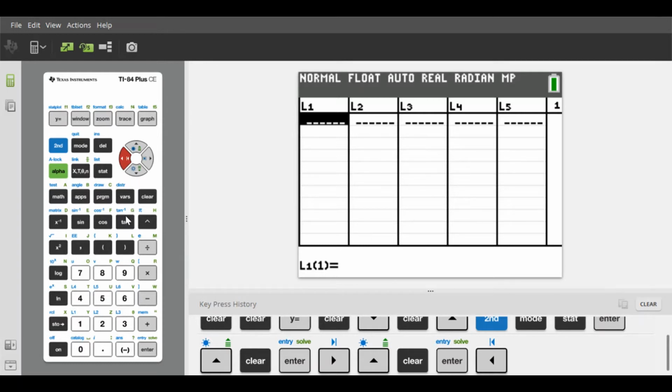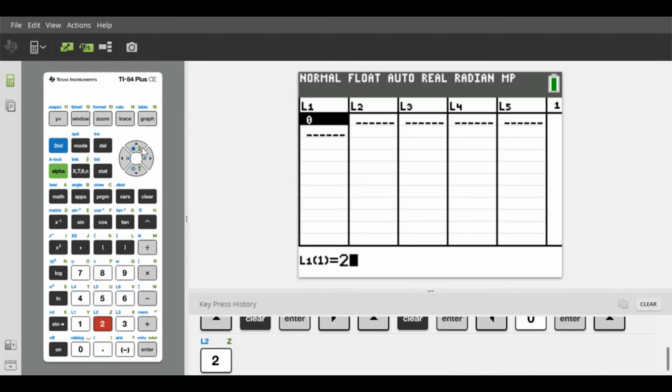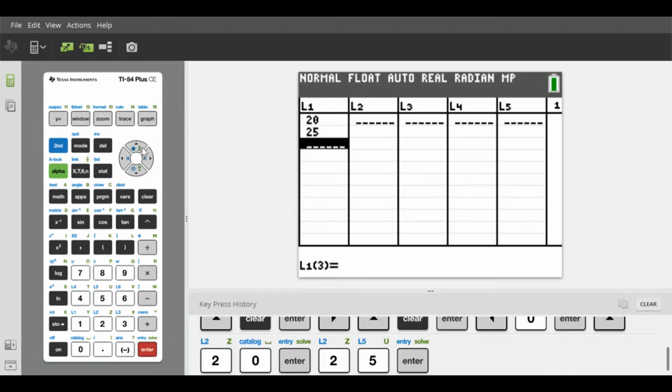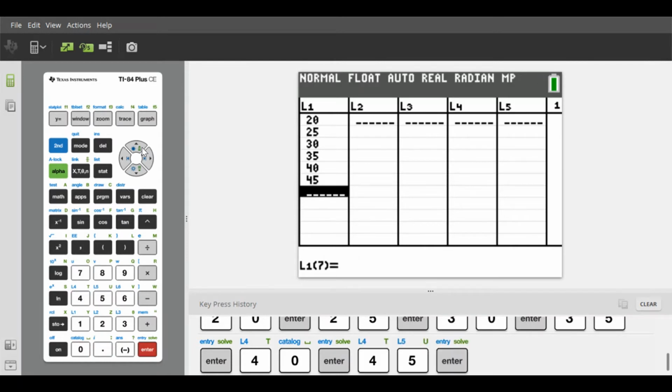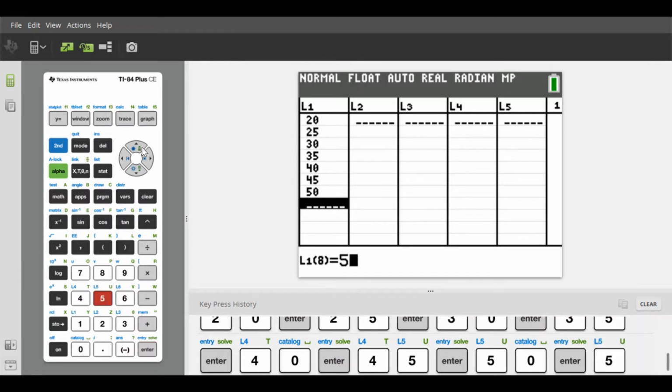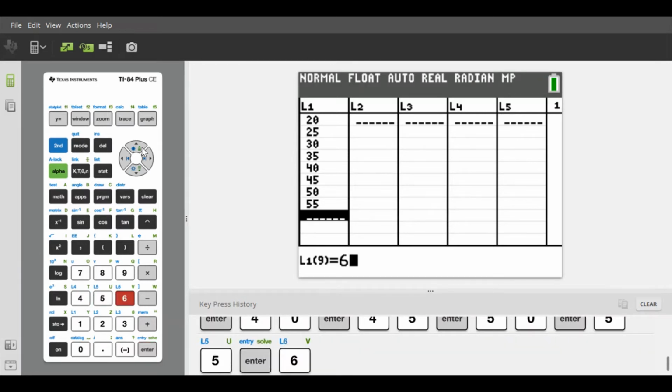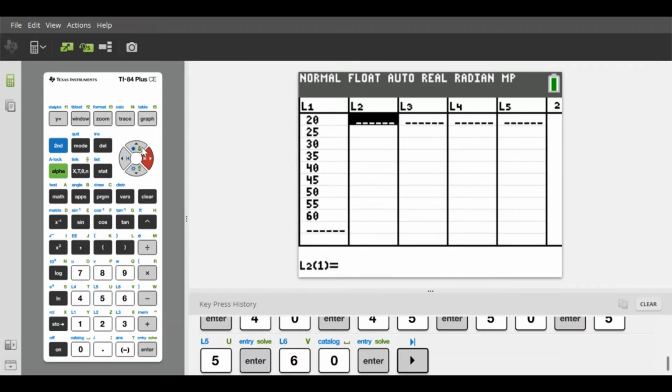Now we're going to type our list in real quick. So the first enter point here was 0. Nope, sorry. We started from 2000, so our first enter point was 20, 25, 30, 35, 40, 45, 50, 55, and 60. Those are all of our years for our X. We entered those in L1.